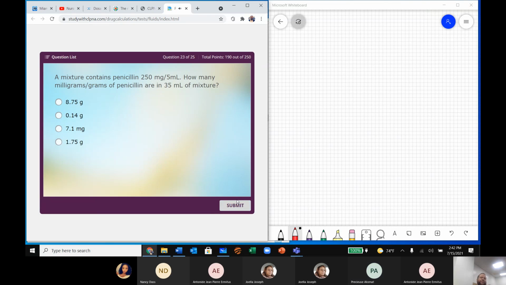Next problem. A mixture contains penicillin 250 milligrams per 5 ml. How many grams of penicillin are in 35 milligrams of mixture?